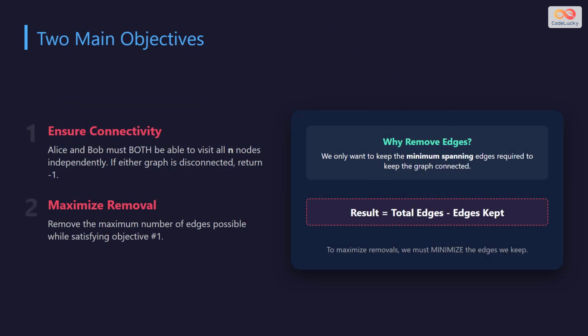We have two goals to satisfy simultaneously. First, we must ensure that the final graph is fully connected for Alice and fully connected for Bob. Second, we want to achieve this by keeping the minimum number of edges possible. Or phrased differently, we want to maximize the number of edges we remove.